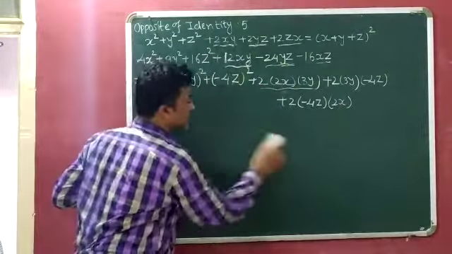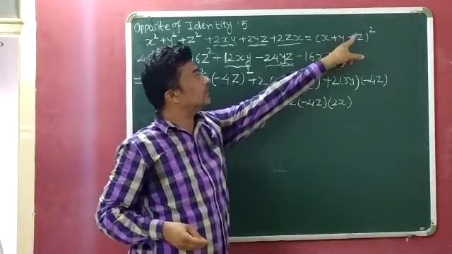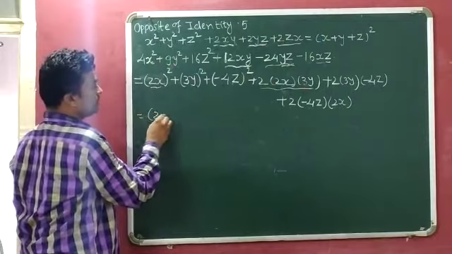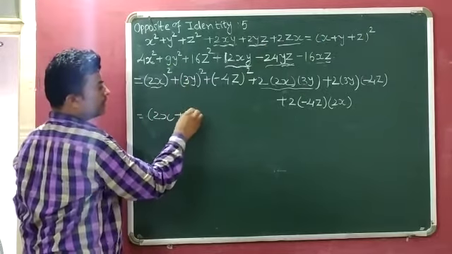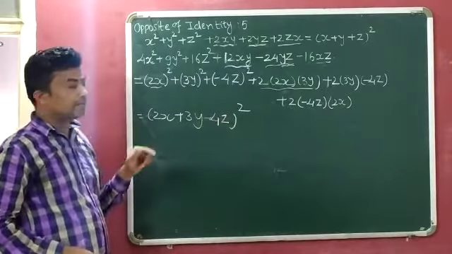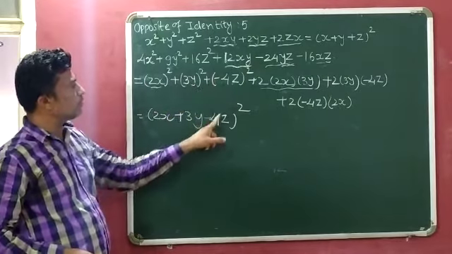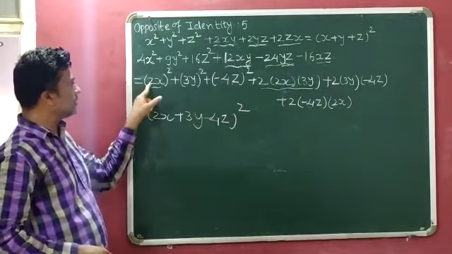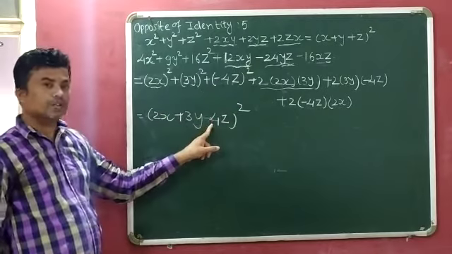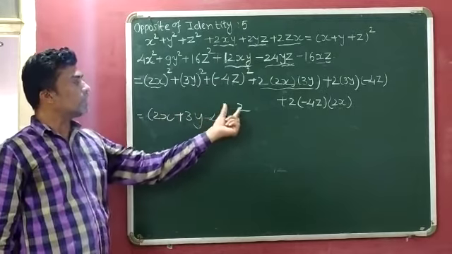Now see children, what is our answer? Our arrangement is right. Then we can write in bracket first term, second term and third term and its whole square. So we can write x is equal to what? This 2x plus then plus this 3y and this minus 4z whole square. It is our answer. Again I am explaining. This 2x plus 3y and this minus 4z whole square. Our final answer is 2x plus 3y minus 4z whole square.